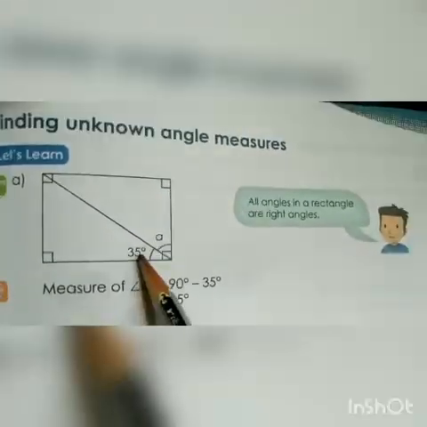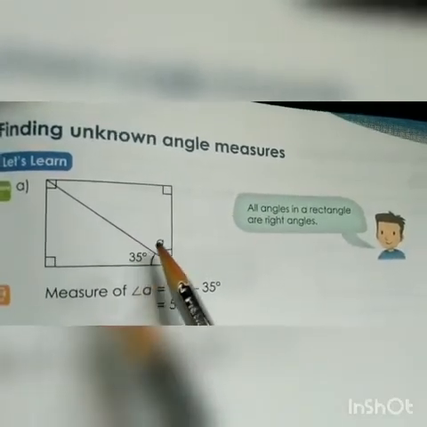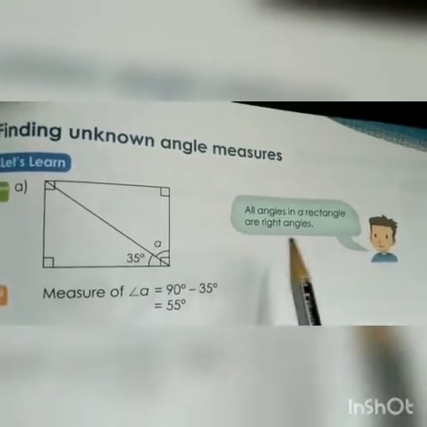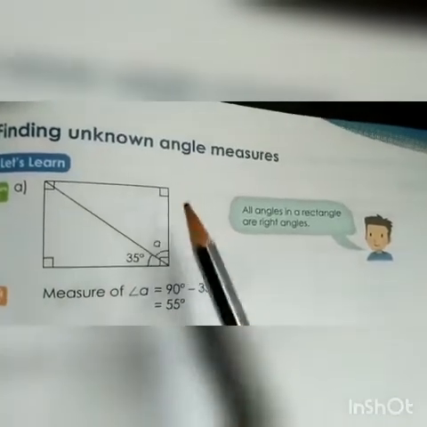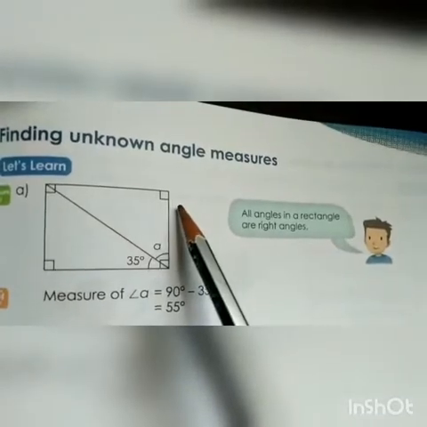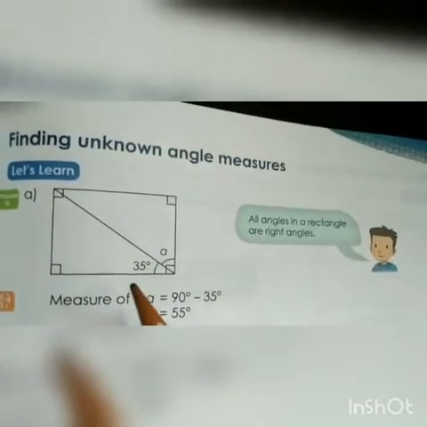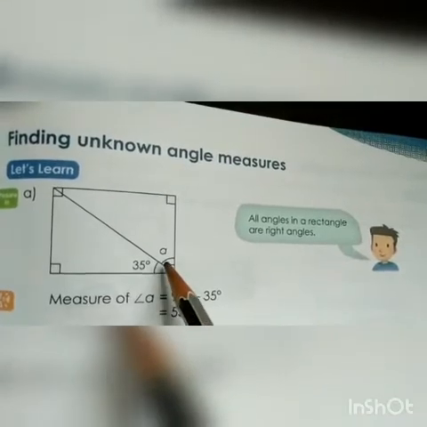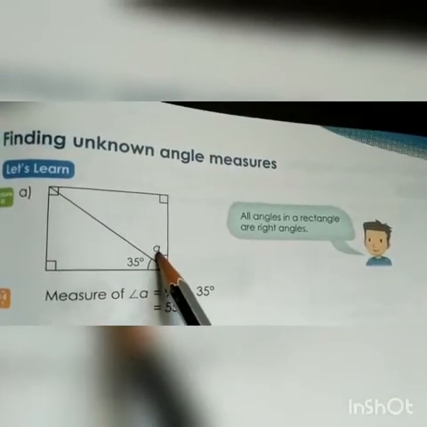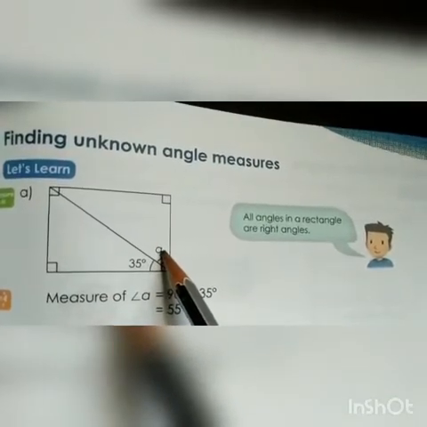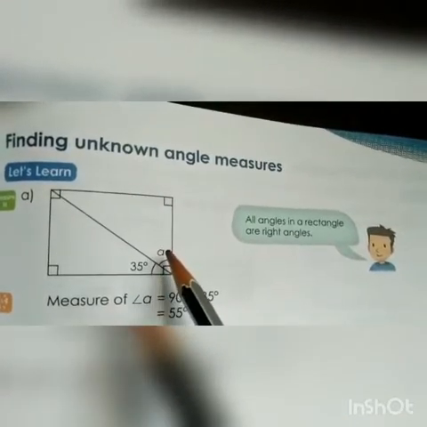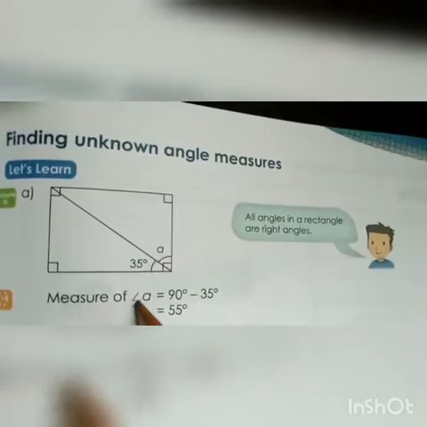Okay. Here the angle 35 degrees is given. We know that all angles in a rectangle are right angles. Right angle means all the angles have 90 degrees. But at this point, below the diagonal line, 35 degrees is given. But above the diagonal line, the angle is not given. It is represented as A. So we have to find the measure of angle A.